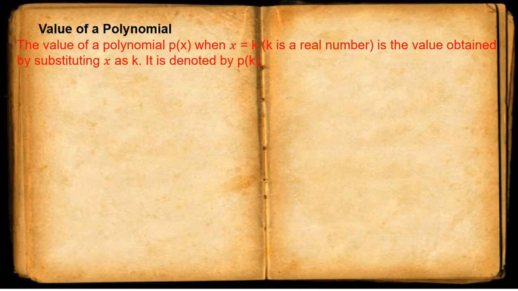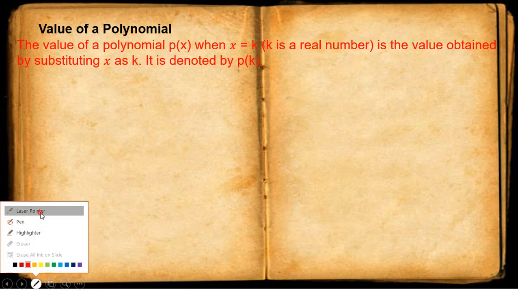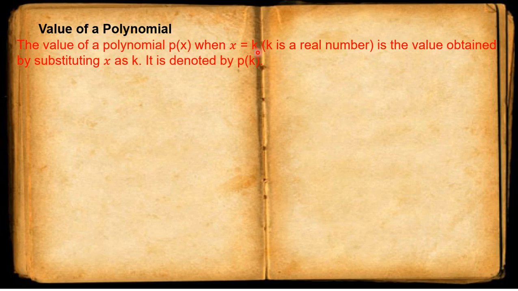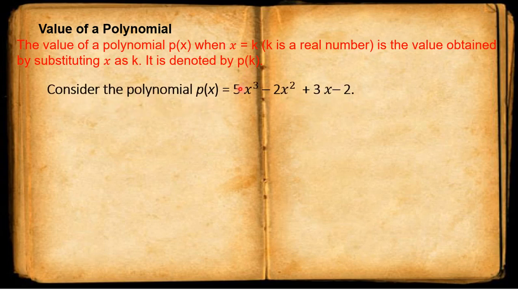So the meaning of the value of a polynomial is, if we have a given polynomial p of x, and we take the value of x equal to k, that is some real number. When we put this k in the polynomial in place of x, we denote it as p of k. So this p of k is nothing but the value of the polynomial at that value which we put in place of x.